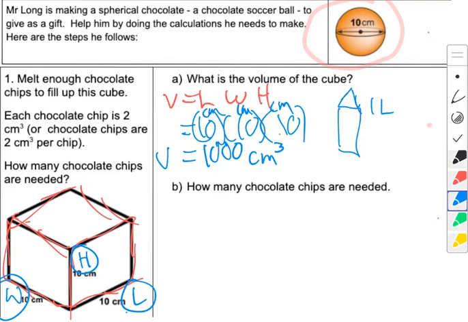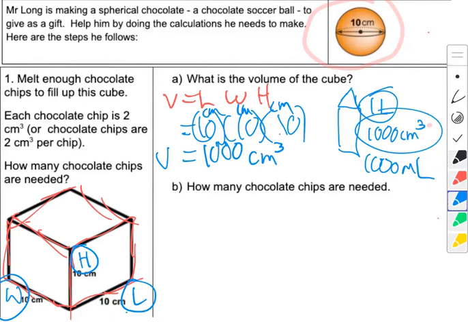That's 1 liter, but it's also 1,000 centimeters cubed. Okay, or 1,000 milliliters. A milliliter means the same thing as a centimeter cubed, because you're going to need to do that in a calculation. All right, so let's read this part here.